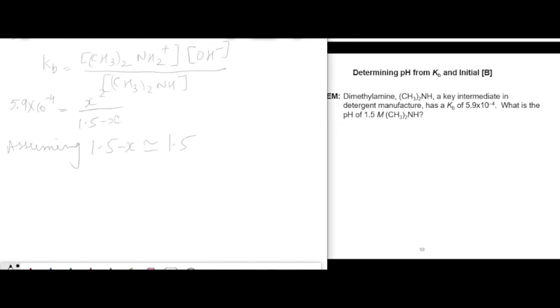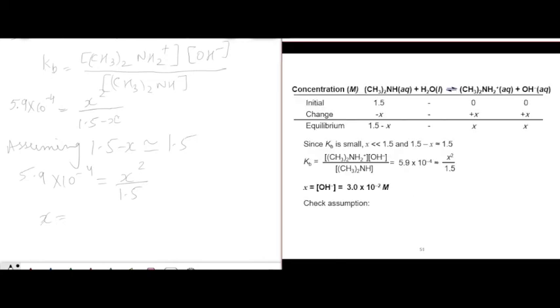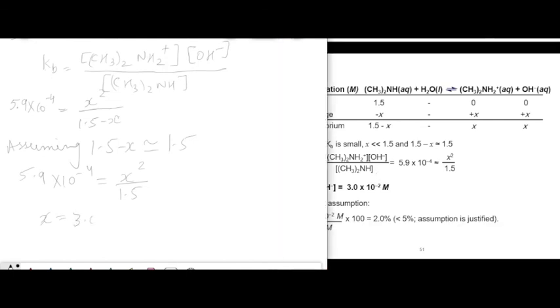If I make this assumption, my equation essentially reduces to 5.9 times 10 raised to the power minus 4 equals x squared divided by 1.5. And now I can simply solve for x. Let's see what value we get for x from here. x comes out to be 3.0 times 10 raised to the power minus 2 molar.